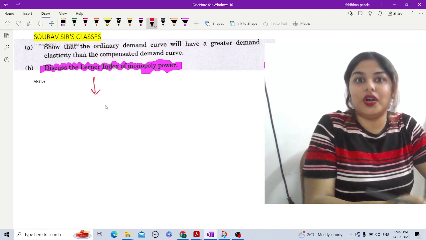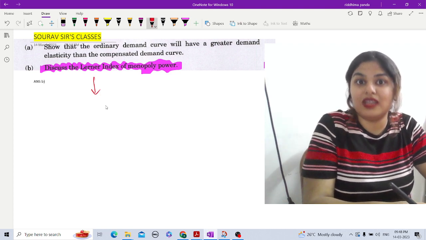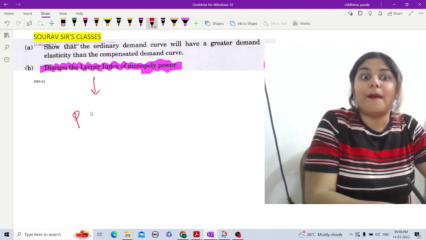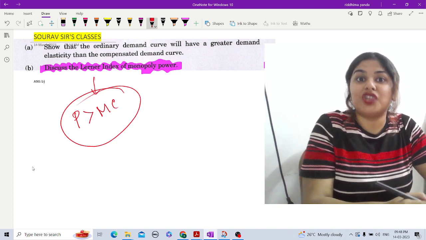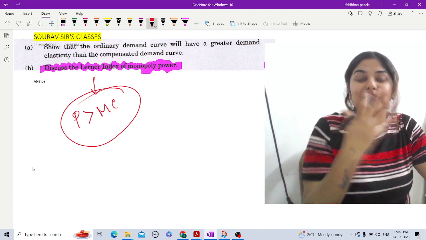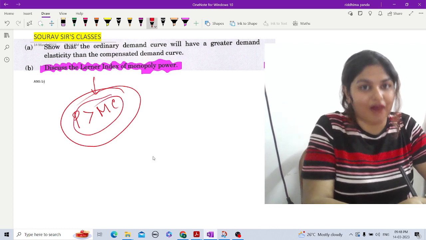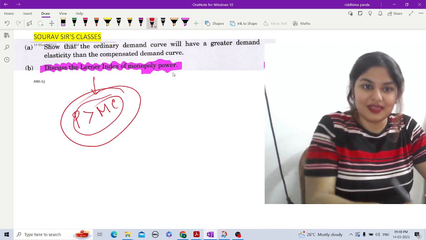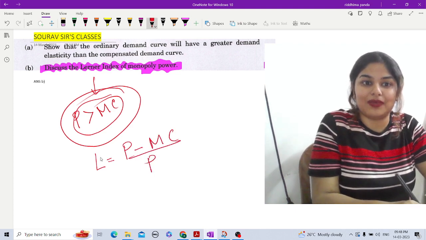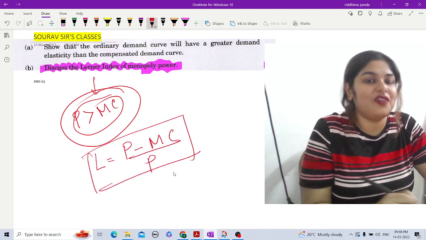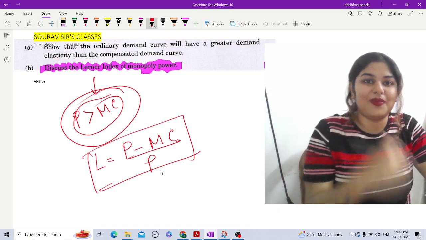Lerner's Index is a gauge or a parameter that measures monopoly power, that is, the power in a market to charge a price much higher than the marginal cost. The higher the price you can charge than the marginal cost, the more monopoly power you have. That is measured by Lerner's Index, given by L = (P - MC)/P. This is the meaning of Lerner's Index: the ability to charge a higher price than the marginal cost, okay?